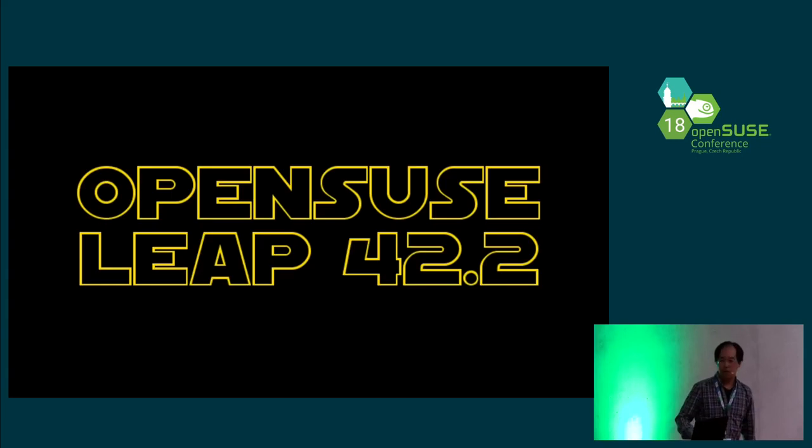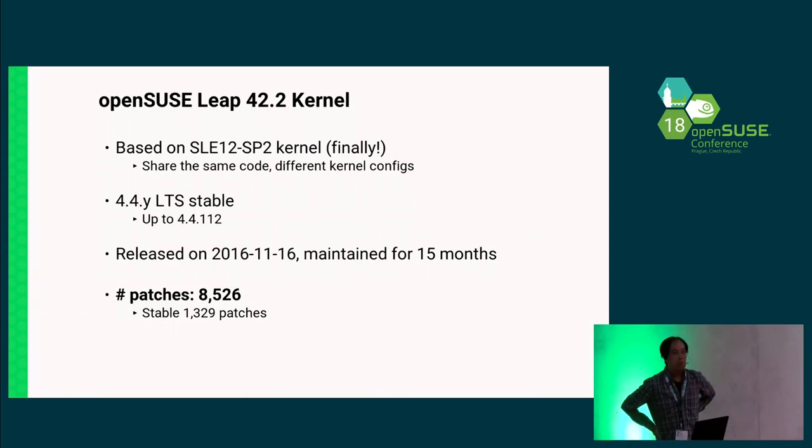Now 42.2. Hey, that's better. In this version, we finally based on the SLE12 SP2 kernel. It's not exactly the same, but the source code is exactly the same between the SLE kernel and the openSUSE Leap kernel. But the openSUSE Leap kernel, as I mentioned earlier, has a different kernel configuration and enables more and more drivers than the SLE kernel. So the kernel configuration is the only difference between the SLE kernel and the Leap kernel on that version. And Leap 42.2 takes the 4.4 LTS kernel, which was maintained for 15 months. And the number of patches in the last release was over 8,000. Yeah, that's a big number.